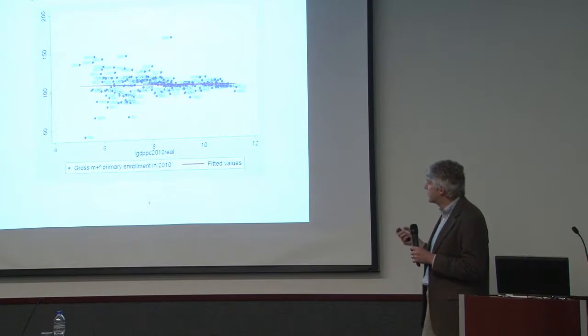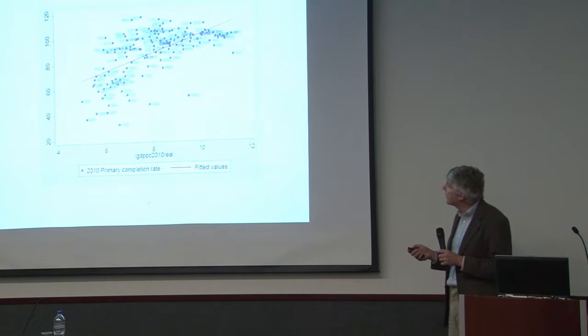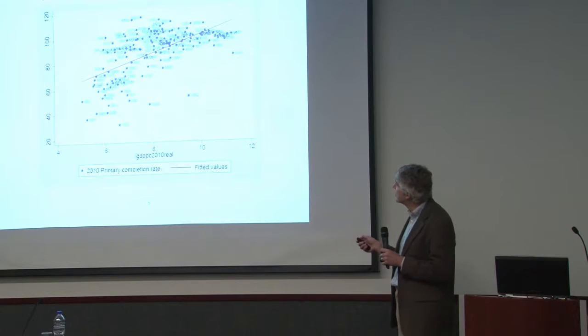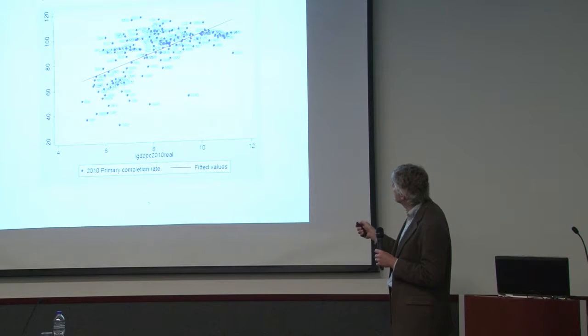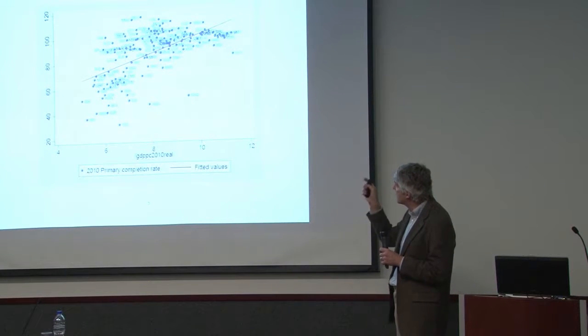Their kids are all going to school. However, if you look at completion rates, there is variation here. In the poor countries, not everyone is finishing school, whereas in the richer countries, almost everybody's at 100%, okay? And that line there is just a fitted line from ordinary least squares.